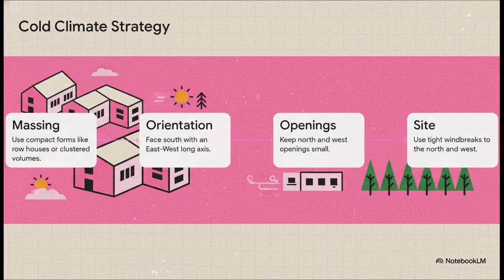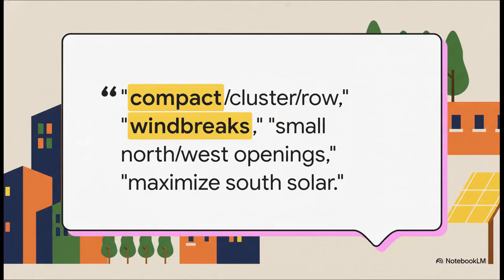It all works together. Okay, so for the ARE, these are your magic words. If you see compact, cluster, row houses, windbreaks, small north/west openings, ding, ding, ding, your brain should immediately scream cold climate. These are the dead giveaways that the design is all about hunkering down and saving heat.